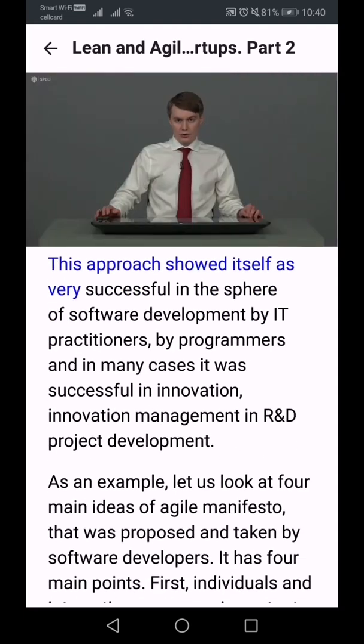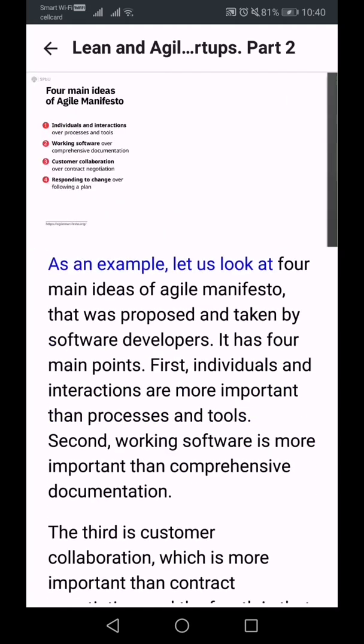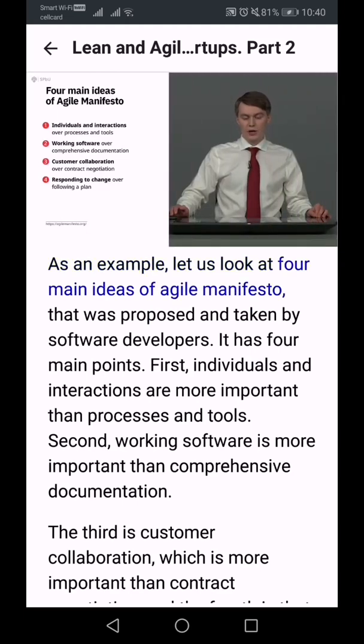This approach showed itself as very successful in the sphere of software development by IT practitioners, by programmers, and in many cases it was successful in innovation management, in R&D development, project development. As an example, let us look at 4 main ideas of Agile Manifesto that was proposed and taken by software developers. It has 4 main points.